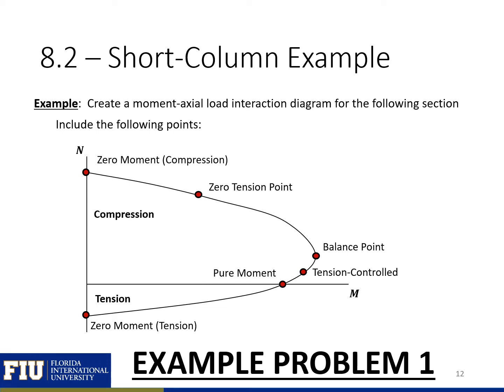We're going to find the following points. We'll find the zero moment pure compression point, the zero tension point. We'll find the balance point, the point where our steel yields when our concrete crushes, our tension controlled point, when the strain in our steel is equal to 0.005, which is our tension controlled limit for ACI. We'll have our pure moment point where we have no axial load applied. And then finally our zero moment pure tension capacity. So you can pause the presentation now and note what slide you're on and go to the video for example 1.